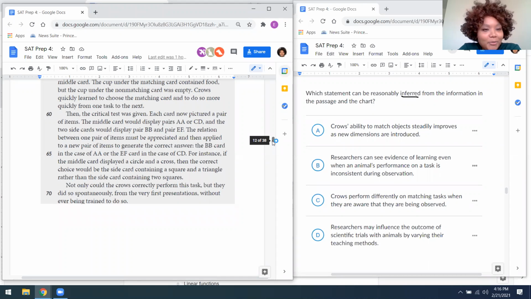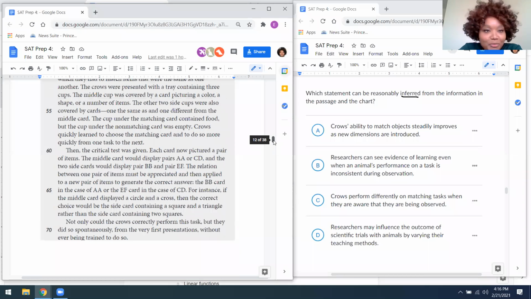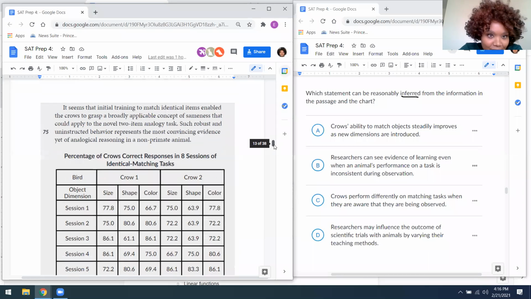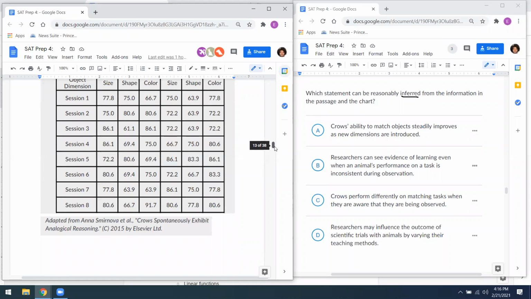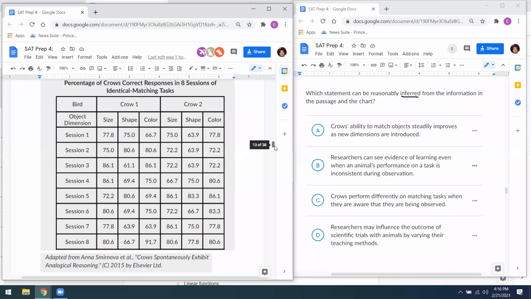Okay, it's becoming intuitive for you. Impressive. Do you remember where that line is? No, actually the line was within the answer choice, inconsistent during observation. So as you can see from the table, it was pretty inconsistent. It was different all throughout. Yes, that is exactly correct. B is the correct choice.